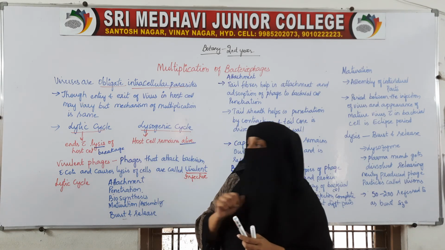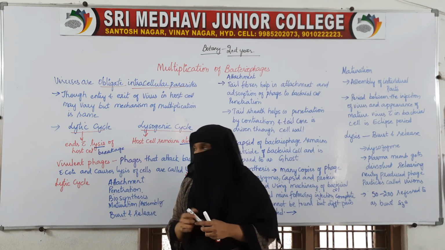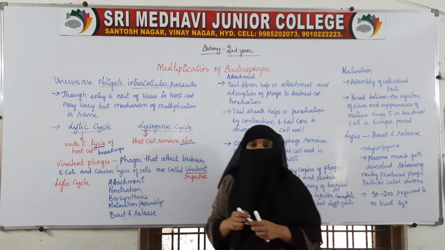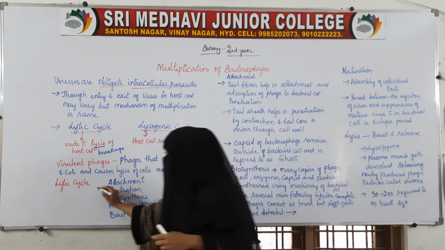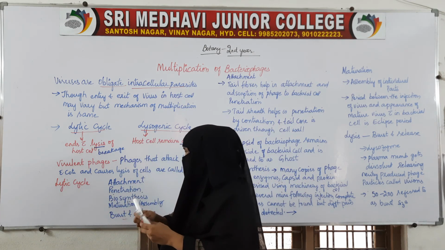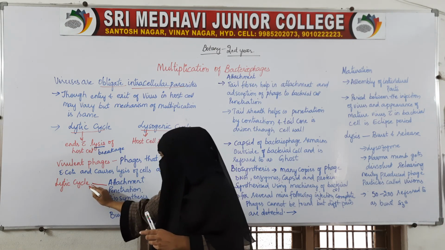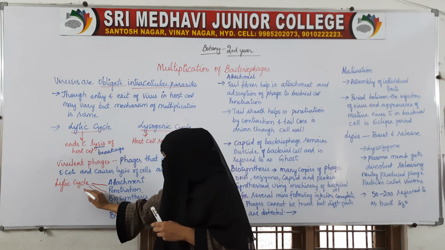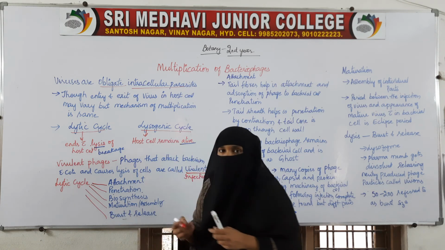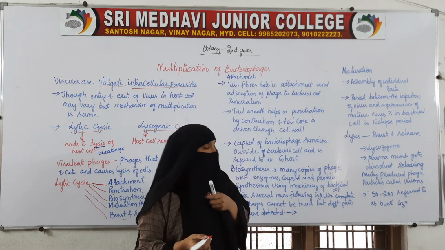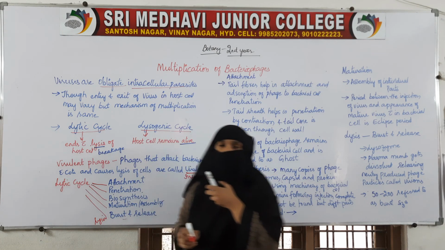Now we will study in detail about the lytic cycle as well as the lysogenic cycle. First we will study the lytic cycle. The lytic cycle takes place in the following steps. The first step is attachment, the second is penetration, third is biosynthesis, fourth is maturation or assembly, and the fifth one is bursting, that is release or lysis of the cell.